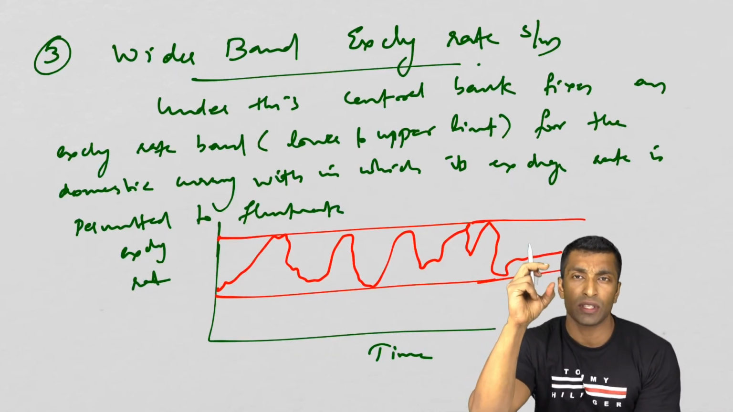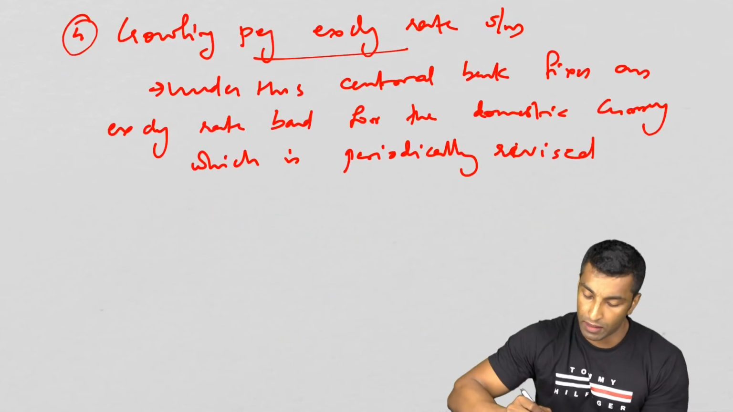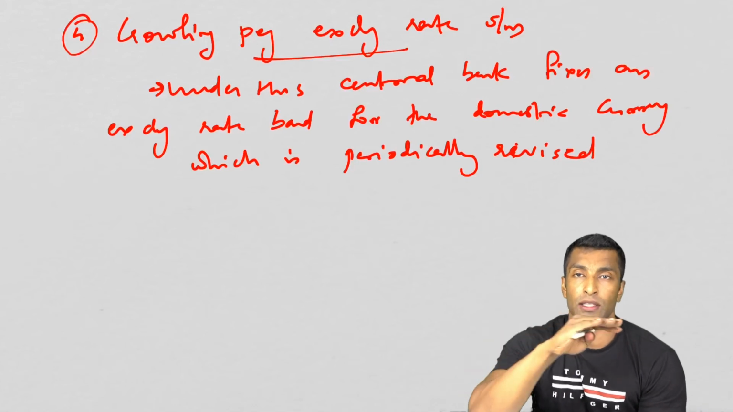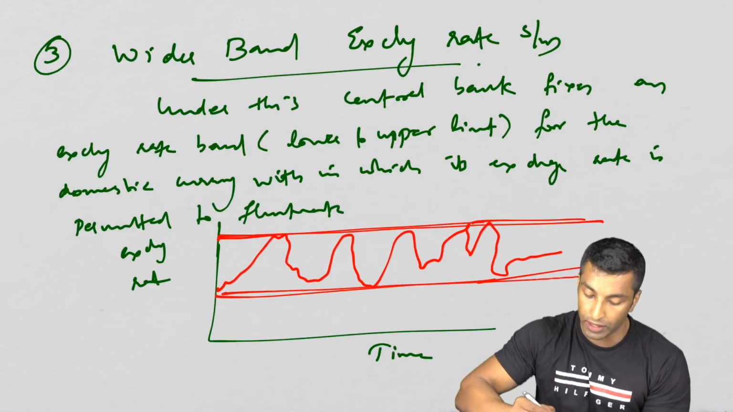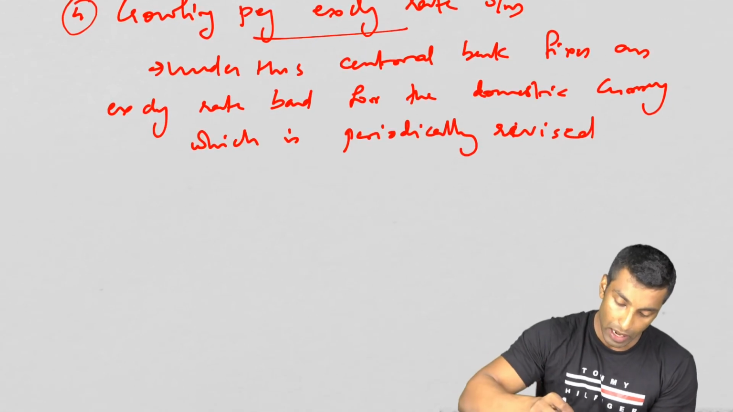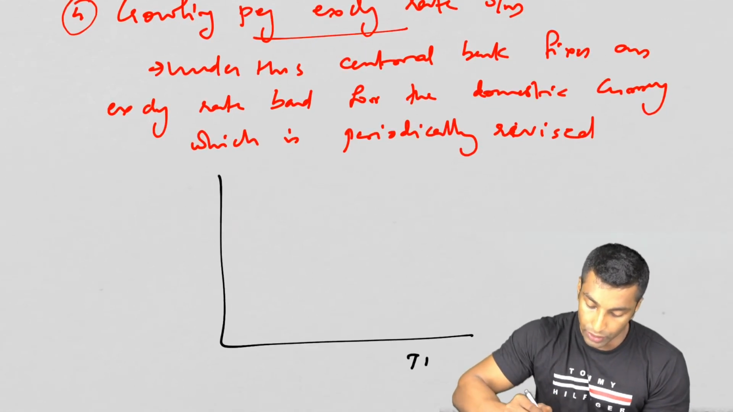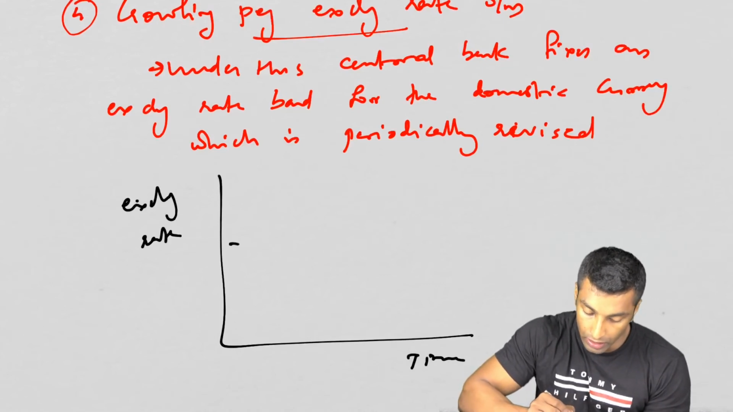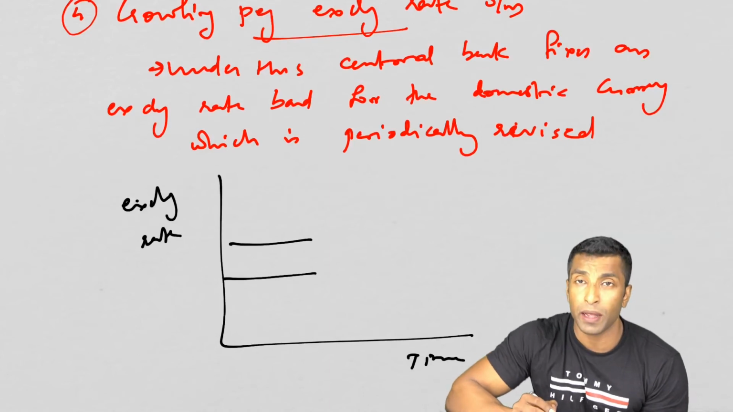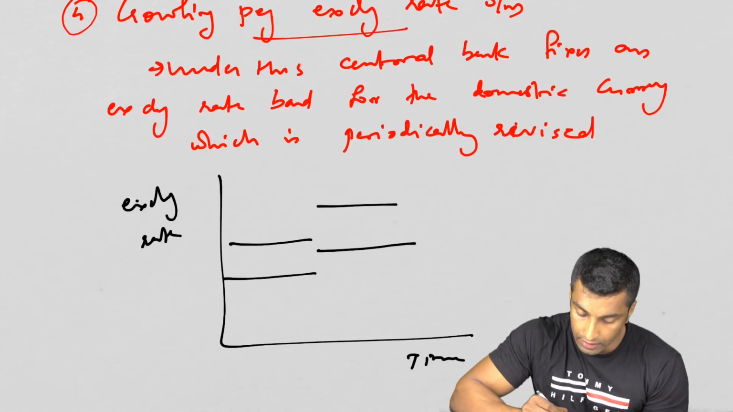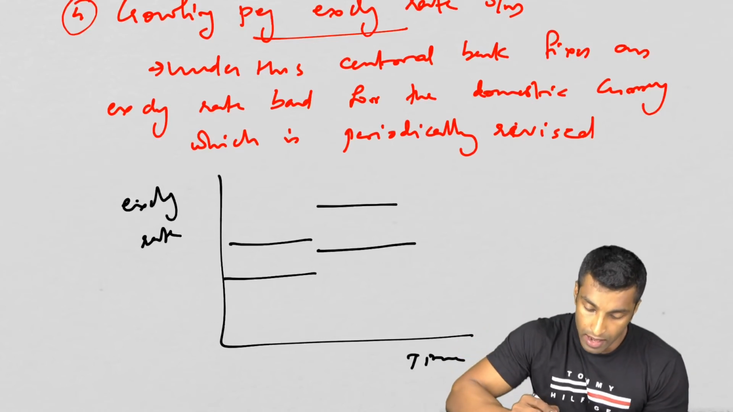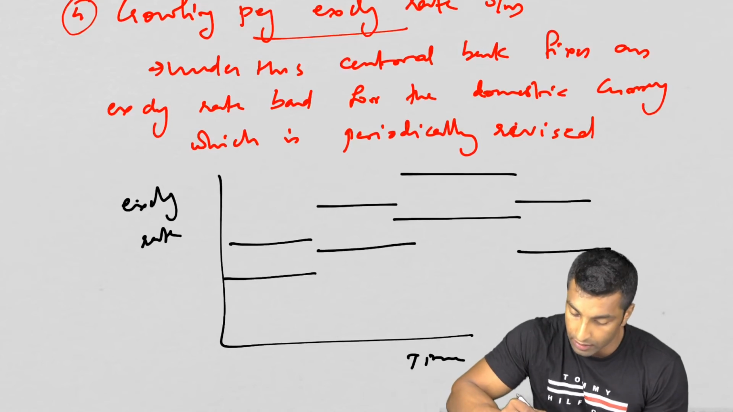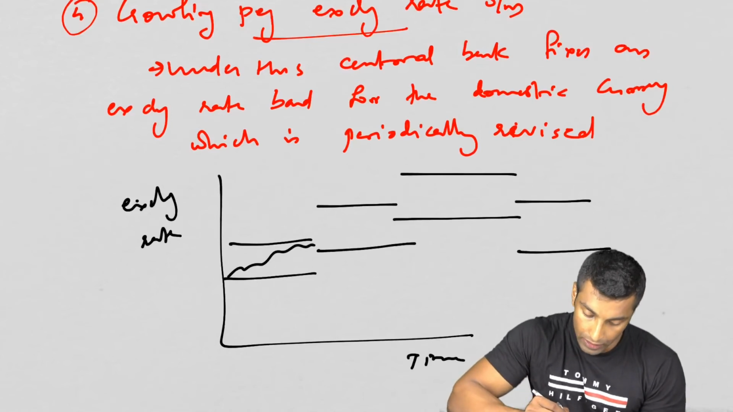There they fix a band with upper and lower limits. Here also they fix the band with upper and lower limits, but what actually happens is it is revised periodically. Here it is time and here it is exchange rate. It will be like this for some time, then it will revise like this. Now it may fluctuate within that, or after that it may revise like this, and then it may come back like this.